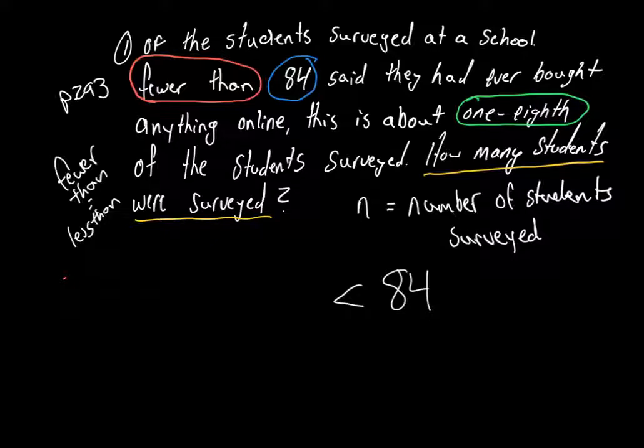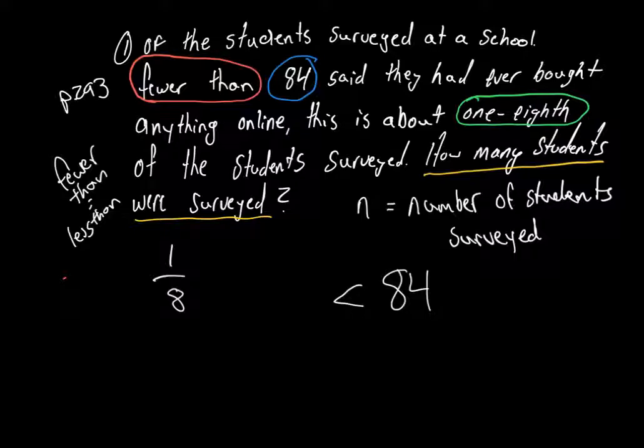But what's going to be fewer than 84? Well, let's go back and read the problem. If we look up here, we have 1/8 of the students surveyed. Well, I could start with 1/8. I know how to write 1/8, and so do you. It's 1/8. Now, the only thing that I have to do is figure out what I am using 1/8 with, because 1/8 by itself isn't going to give me the number of students that were surveyed.